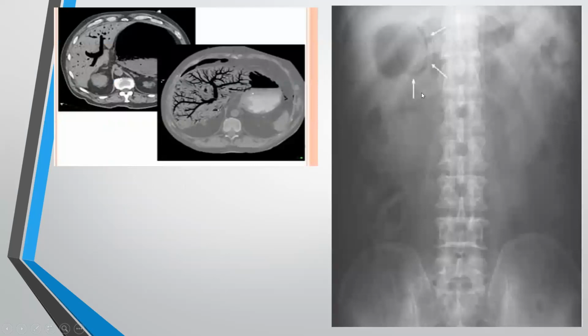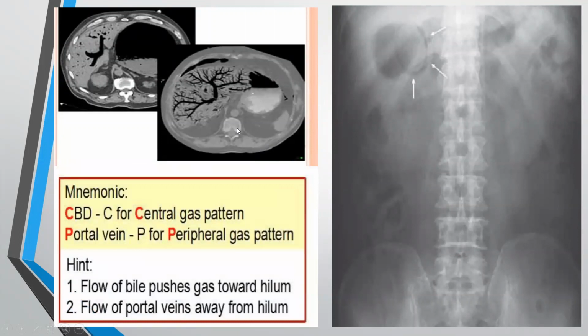And here, as in this X-ray image, the gas surrounding the gallbladder in case of emphysematous cholecystitis. And also, we should differentiate between the portal venous gas and the biliary system gas. The CBD, C for central gas pattern, as we see here, and portal, P for peripheral gas pattern. This happens because the flow of bile pushes the gas toward the hilum in biliary, and the flow of portal veins pushes the gas away from the hilum.